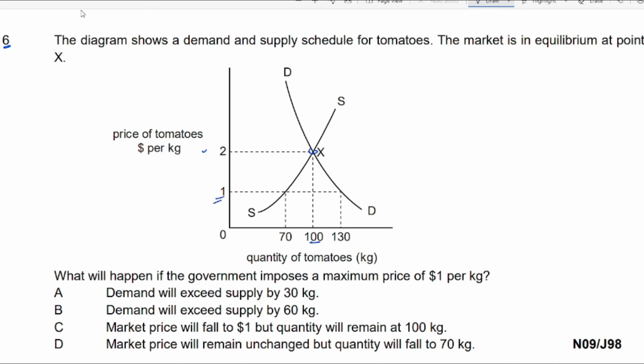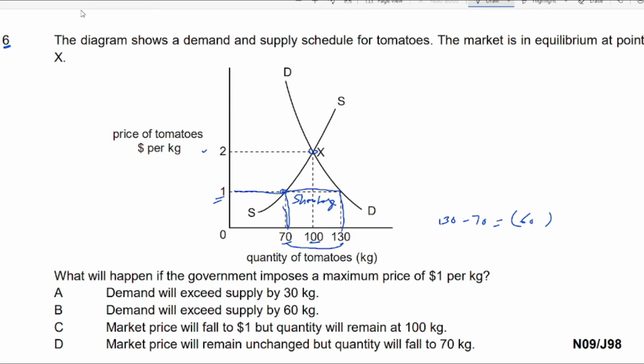So when maximum price is set, you can see that suppliers would be willing to supply less. So supply will be 70 units, and at the same price you can see that demand is 130. So there is a gap between demand and supply. This is called shortage or excess demand. So what will be the shortage? Amount of shortage, 70 to 130. So 130 minus 70 is equal to 60. So there will be shortage or excess demand of 60 kg.